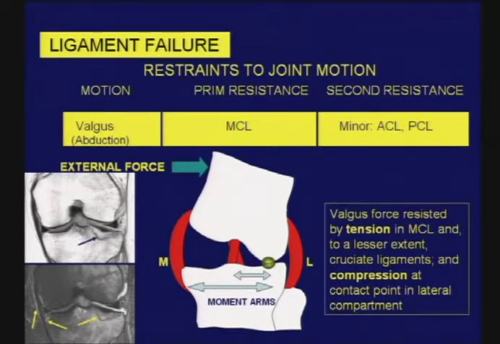So if you are the detective and you see the patterns of marrow edema, you might be able to suspect this was a valgus injury, and therefore you would know where to look for the effects of that injury if you knew the primary and secondary restraints.